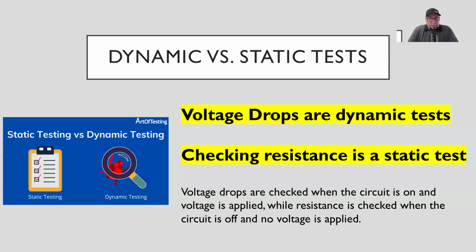But checking voltage or checking amperage is a dynamic test, meaning that the circuit has to be live, has to be working, has to be on. Those are the better types of tests. So anytime we do a voltage drop, that's one of the better tests. That tells us a lot. That tells us how much voltage is getting to the component.